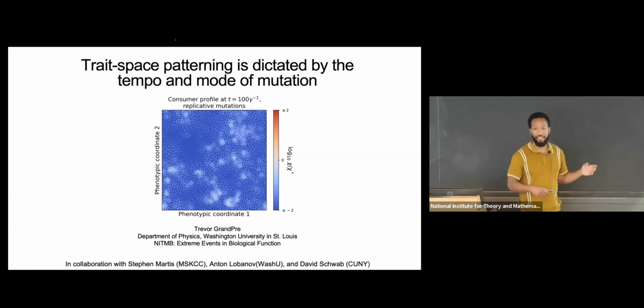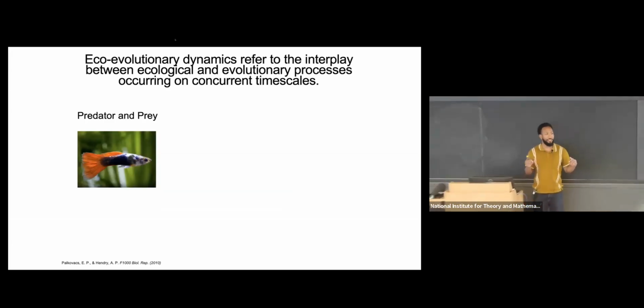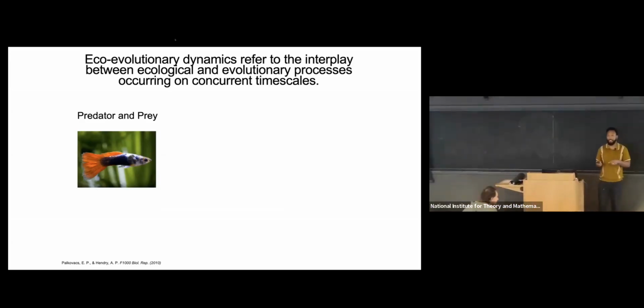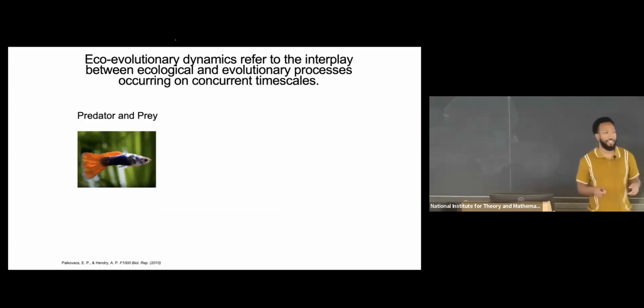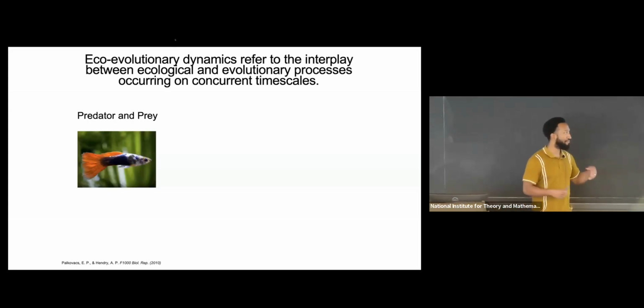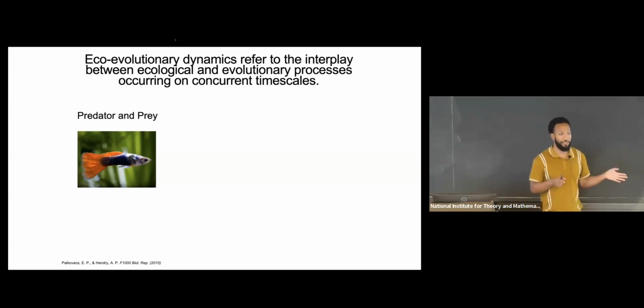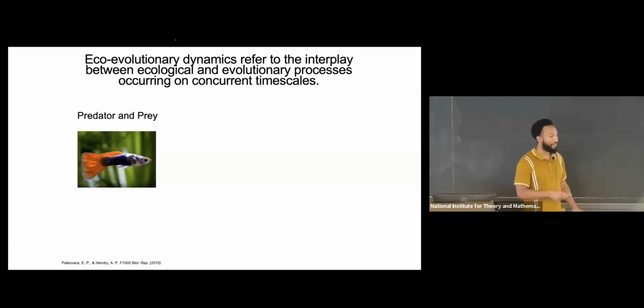But first, I want to introduce eco-evolutionary systems and what that means. Generally, eco-evolutionary systems are ones where ecology and evolution are on similar timescales, and there's feedback between them. This is actually very common in many biological systems. One is predator-prey models. For instance, guppy fish have many predators, and because of that, they actually grow to smaller sizes, even without the predators. So this is the feedback.